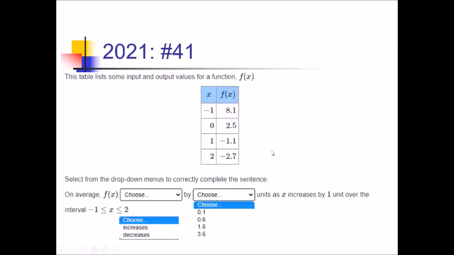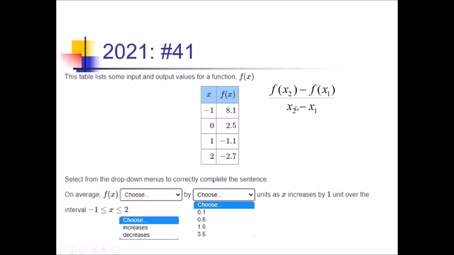On this problem, we are trying to figure out, based off of this table, that on average, our function is either increasing or decreasing, and how much it's increasing or decreasing by for every unit you move to the right. So probably the easiest way to do this is just to use our average rate of change formula. So f of x2 minus f of x1 over x2 minus x1.